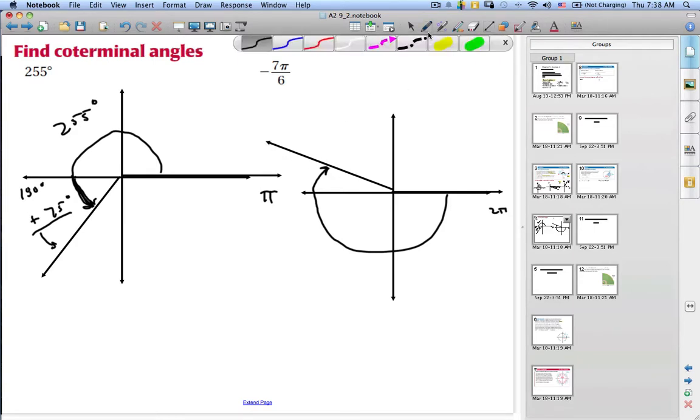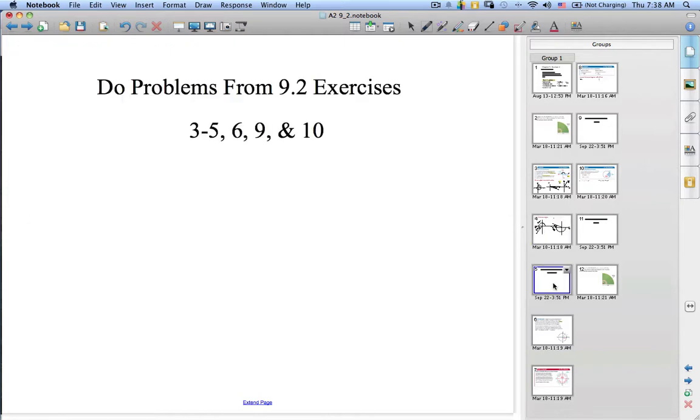So again, thinking about this angle, this would be negative 6/6 pi, because that's negative 1 pi coming this way. And then over here it would be negative pi over 6. I went 1 more sixth. Okay, so just thinking about breaking that into parts. Go ahead and do a little practice. Do problems 3 through 5. That's a matching problem, so you can get the sense of it. And then do problems 6, 9, and 10. And then come on back and we'll talk some more.